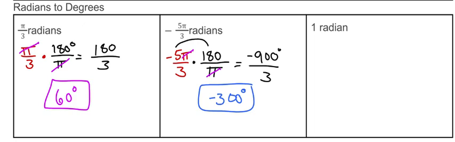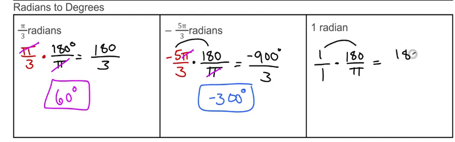Right, the last example I wanted to show you is one that didn't have pi in for radians. So if they just asked me to convert 1 radian into degrees, if I set up 1 over 1 times 180 over pi, well, this time the pi's don't cancel out because there's not two pi's in it. You multiply straight across. 1 times 180 is just 180. 1 times pi is just pi.